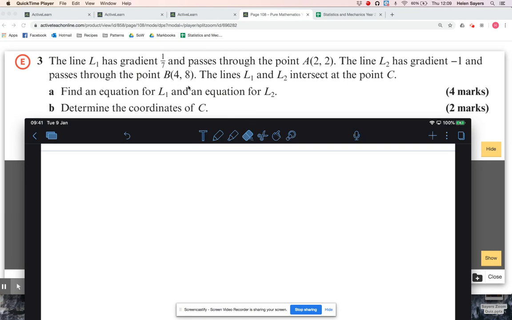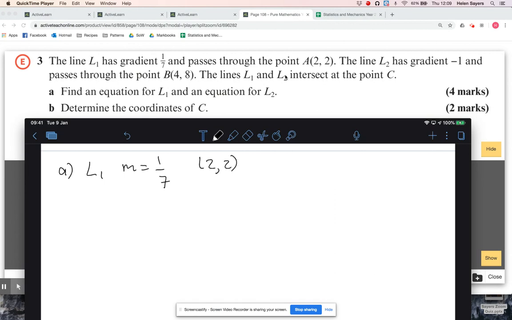Okay, so I need to find 2 equations for part A. I need an equation for line 1. So let's do that one first. Okay, so what do they tell me about line 1? So they tell me that its gradient is 1/7. And it passes through 2, 2.